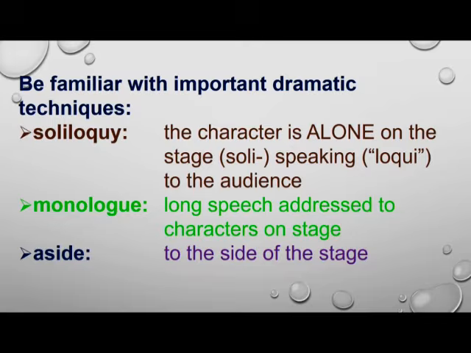A long speech addressed to other characters on the stage is what we call the monologue, one character. And of course, if you've read your play and you understand your characters, then the character of Polonius is given to monologuing, unfortunately.